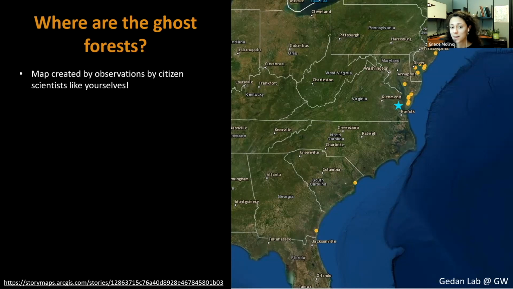So if this is something you're interested in, and if you think there are ghost forests near you, you can go to the link on the bottom and report this. And there's a lab at George Washington University run by Karen Gadan, which is creating this map to help scientists figure out exactly where all the ghost forests are along the Atlantic coast. That link is quite long, so it has also been placed under the materials on the section of the platform where you entered this talk from.